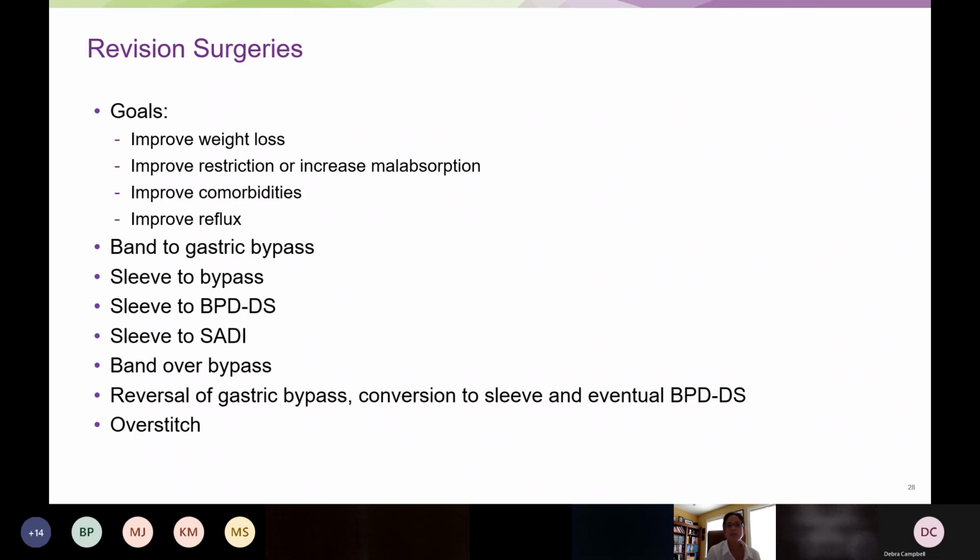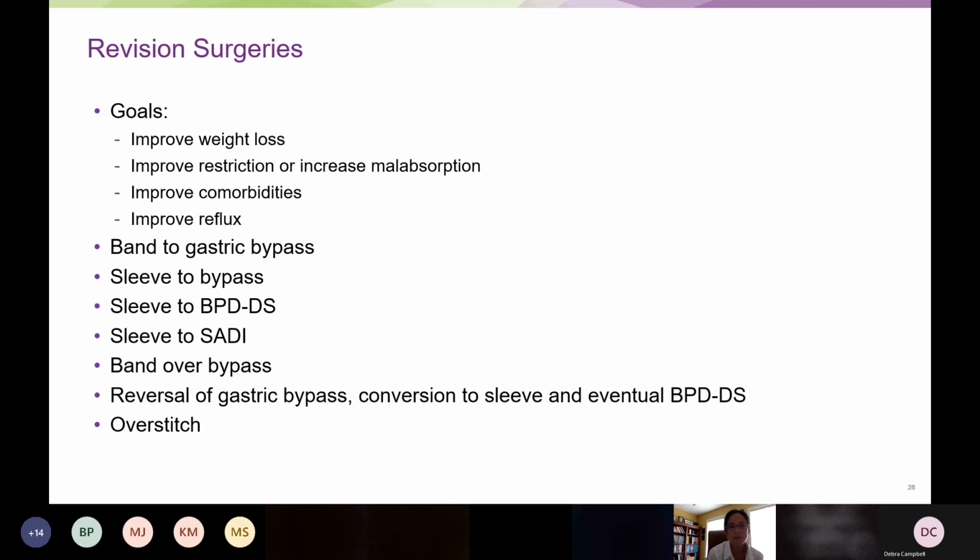Revision surgeries are something that we're seeing more often. Literature shows revision surgeries are happening up to 15-25% of the time after initial weight loss surgery. The goals for revision are really to improve weight loss, improve restriction, or increase malabsorption to aid their weight loss and improve their comorbidities. And for patients that have the gastric sleeve, it's to improve their symptoms of reflux that could sometimes get bad.